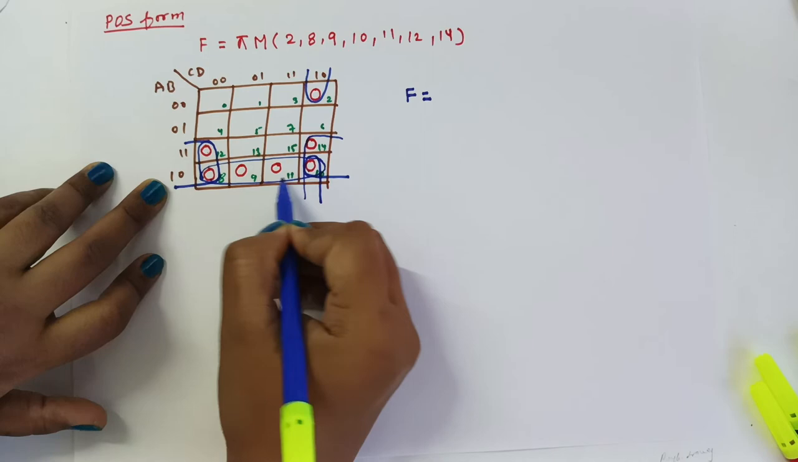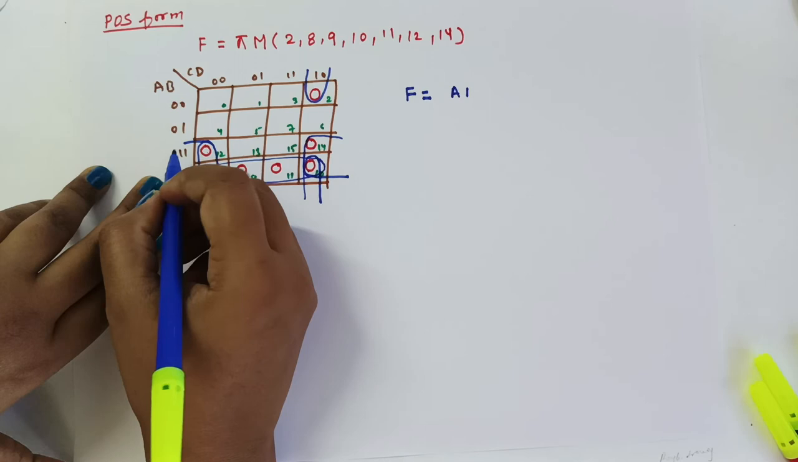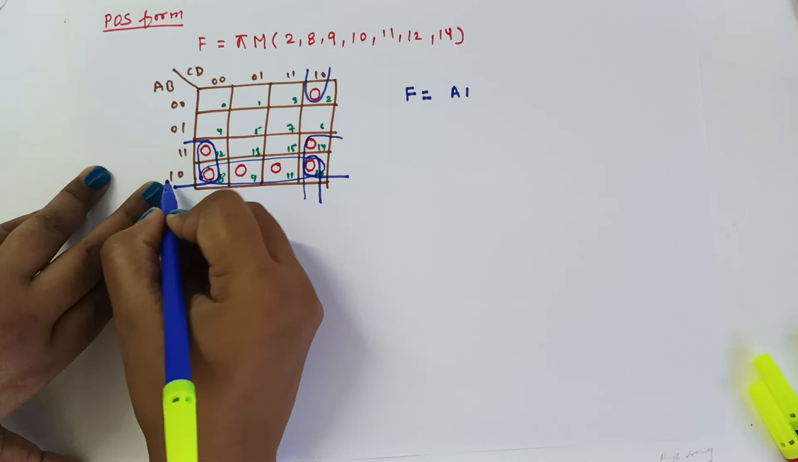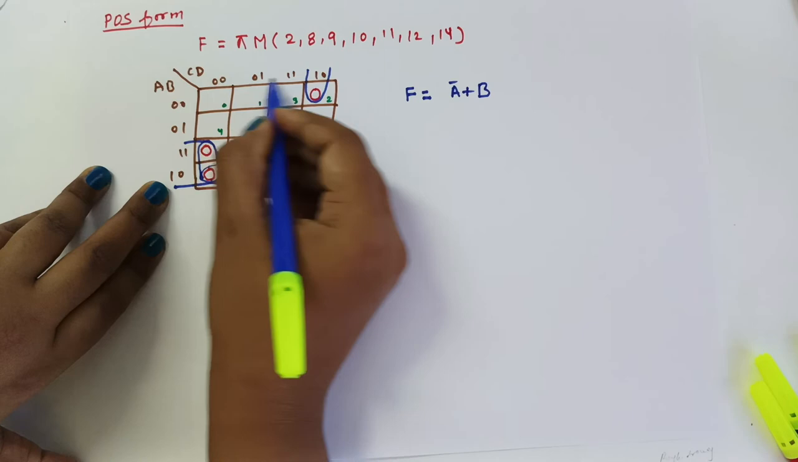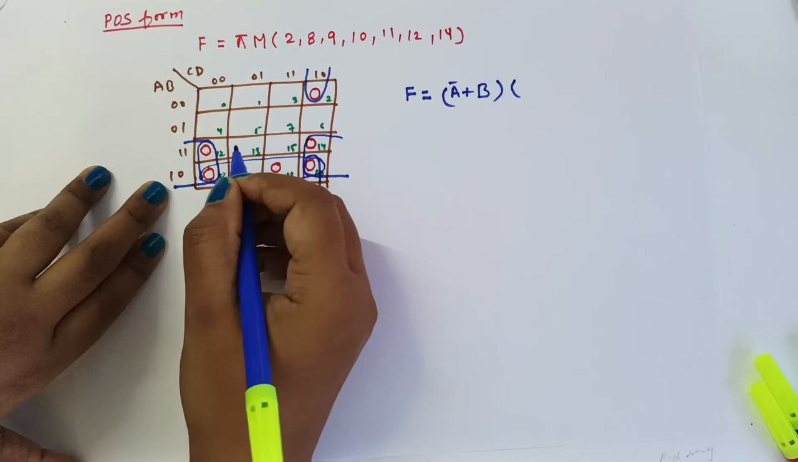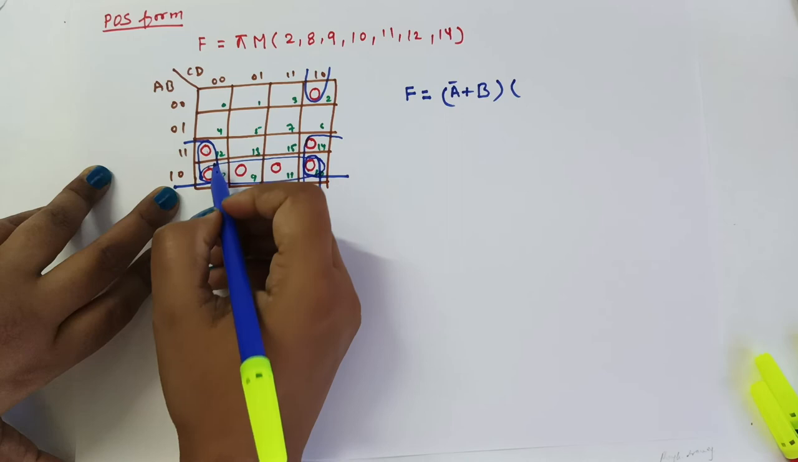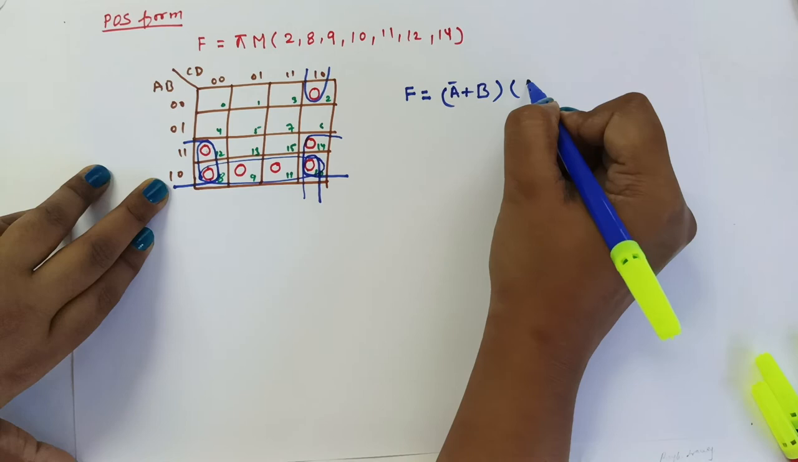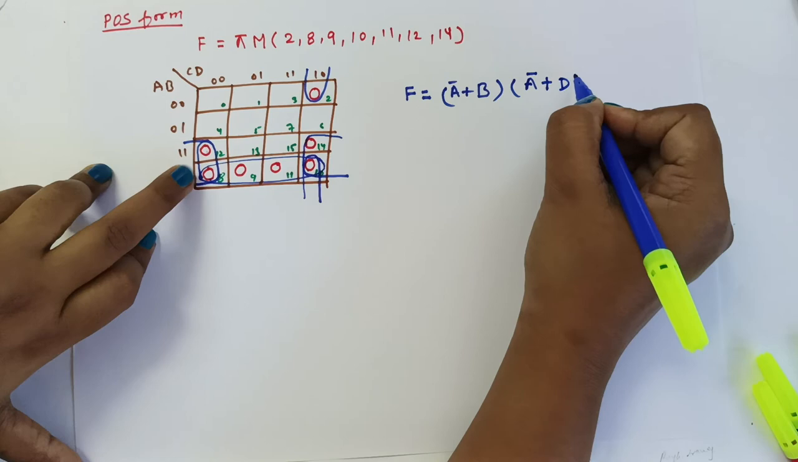This is constant. And here in POS form, we need to write 1 as complement and 0 as variable. So 1 will be A bar and 0 will be B. So A bar plus B. All these 4 are changing, so we will not write anything for this. Second group is this one and this one. So 12, 14, 8, 10. For this, 1 1 and 1 0. So 1 is not changing, that means A bar, plus here 0 0 and 1 0. So 0 is not changing, that means D.